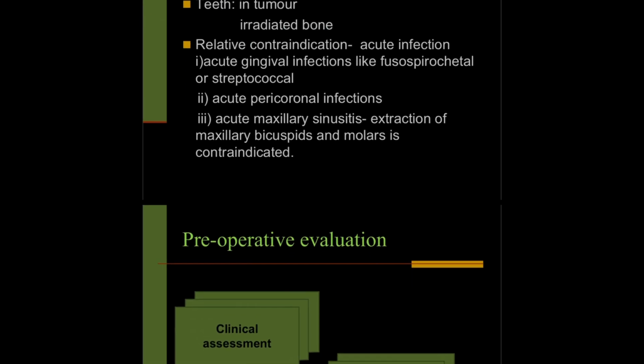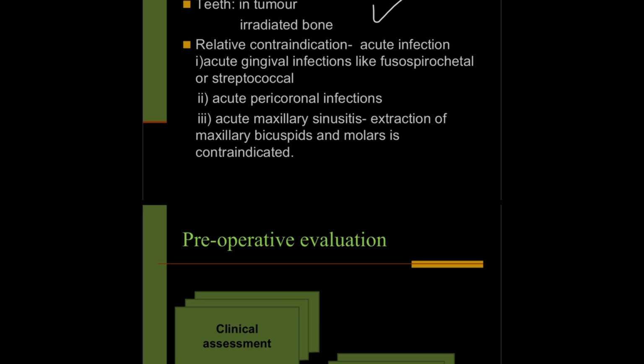Then comes local contraindications. Local contraindications as in teeth in tumor or irradiated bone. If there is a tumor in the patient's mouth of the associated teeth, then we should not take it out, as the tumor can spread. So you should always look into the mouth of the patient for any tumor signs. If you think there is something like that, then just get a biopsy done or get the related test done before doing extraction.